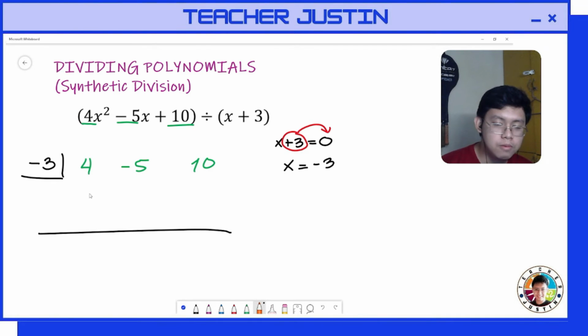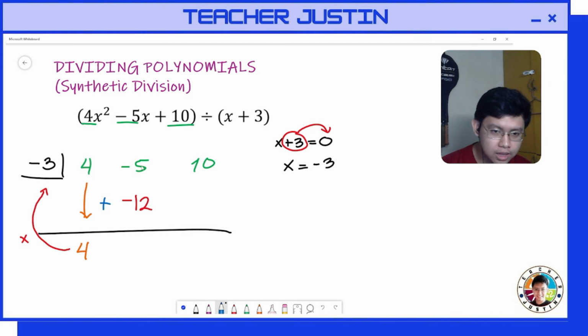So first, we will bring down positive 1. Then after that, let's multiply 1 to our divisor, negative 3. So 1 times negative 3, that is negative 3. Negative 3. Then, we perform addition. So negative 5 plus negative 3. Since they have the same sign, copy the sign and then add. So 5 plus 3, that is 8. Okay? So we have negative 8.